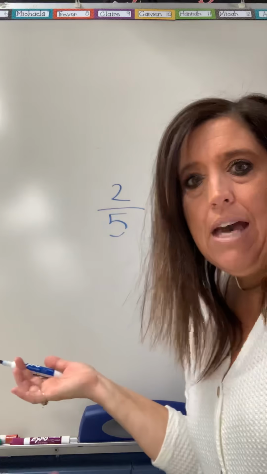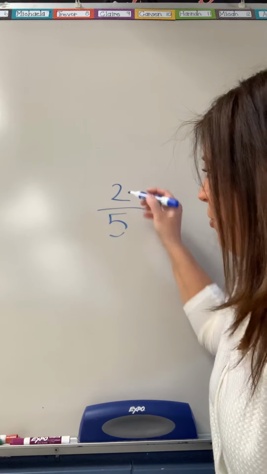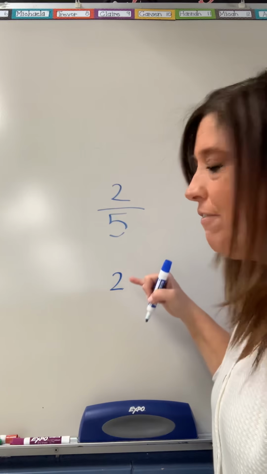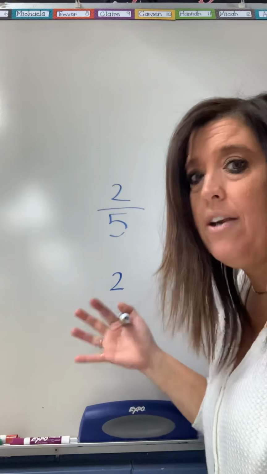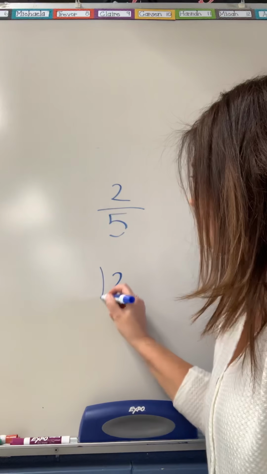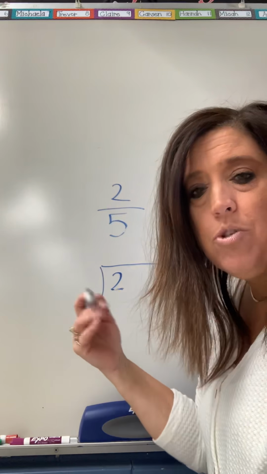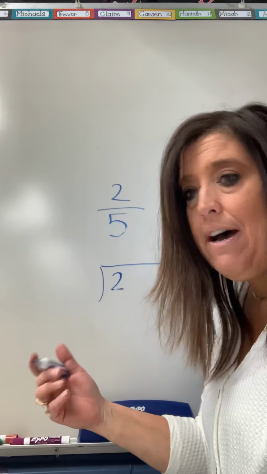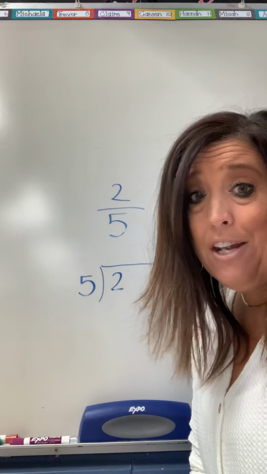So we know how to do that. We learned how to do that when we were dealing with decimals. Remember that 2 divided by means that the 2 is what we are dividing. So that's going to go inside the bracket as the dividend. Divided by 5. 5 is what we are using as our divisor. So here's what our problem looks like. And we know how to do that, right?